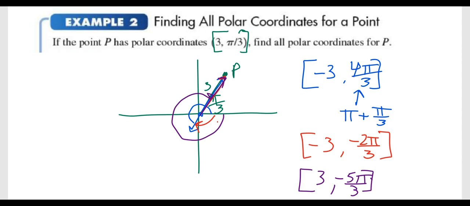Yeah, that's right. So those are the positive rotations and the negative rotations and the radius for each one, and all of those should land on letter P.